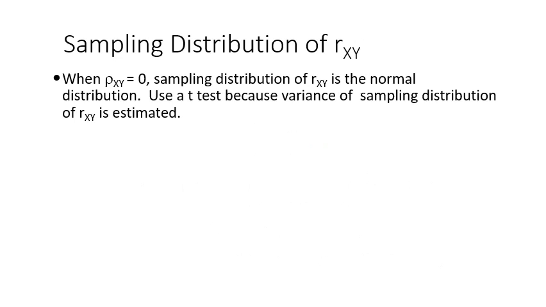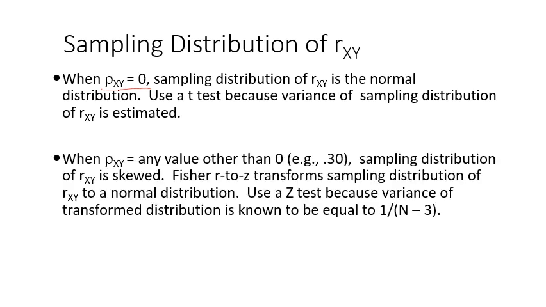The reason that this differentiation comes in is because whenever we're dealing with a hypothesized correlation of 0, the sampling distribution of the correlation is a normal distribution. So whenever we're dealing with the correlation here of 0, our actual correlation is a normal distribution. In that case, we use the t-test because the variance of the sampling distribution has to be estimated.